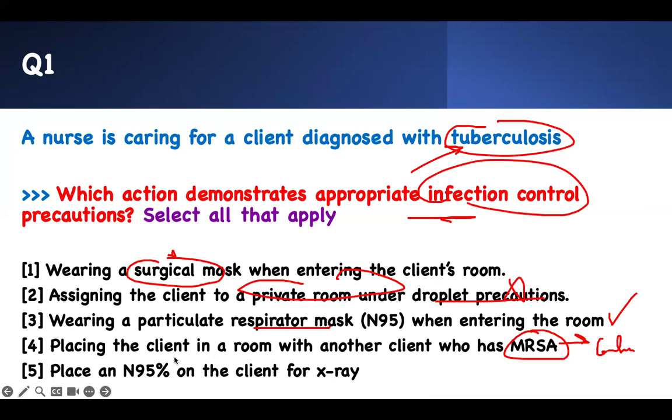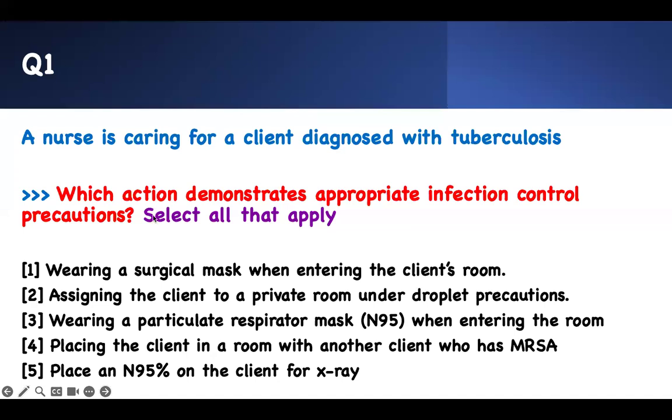Place N95 on the client for X-ray. When the client is going to X-ray, you put a surgical mask. So what is the right answer? There's only one right answer here. This surgical mask is wrong. This private is right, but not Droplet. Wearing N95 is good. You cannot put a patient with MRSA, and they should not wear this. There's only one answer, and that is number 3.